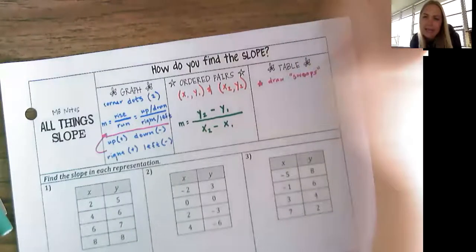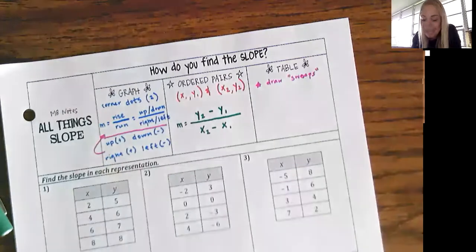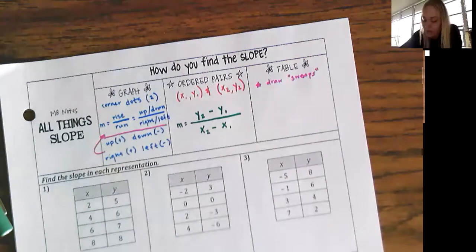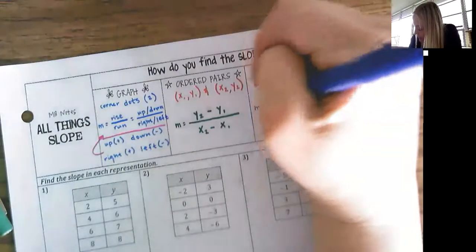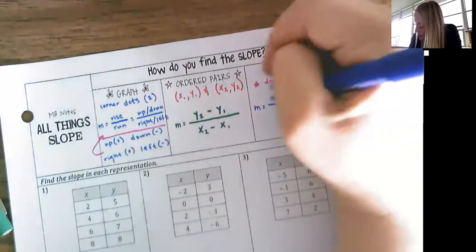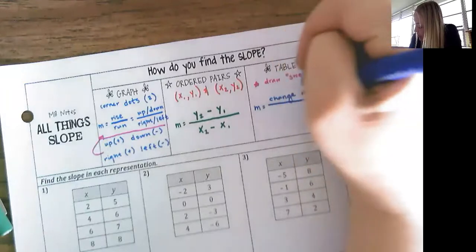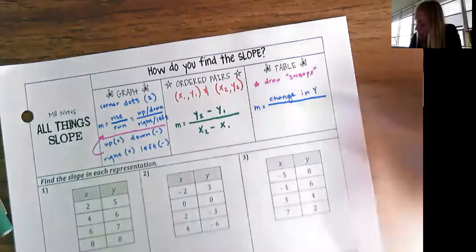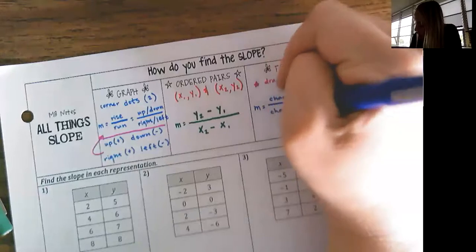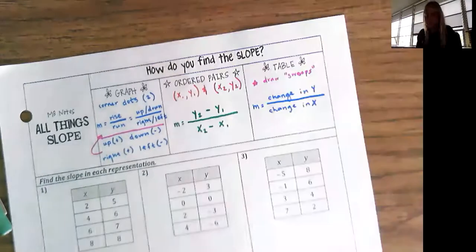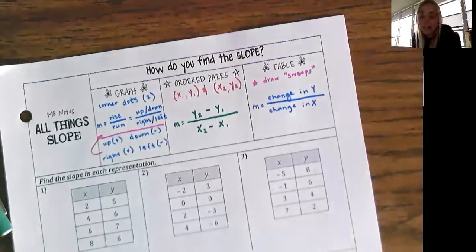Miss Johnson, what the heck is a swoop? I'll remind you in a second. And then once you have your swoops, you can then say that m equals, and in the numerator, it's going to be change in y. In the denominator, it's going to be change in x. Change in y divided by change in x.